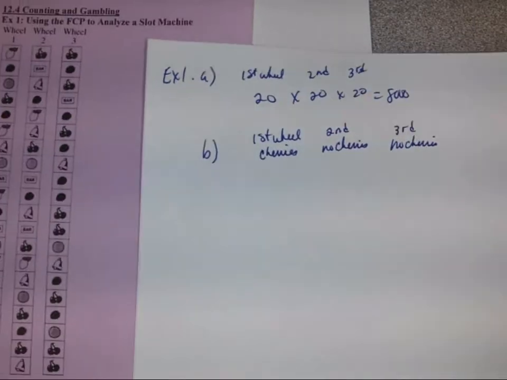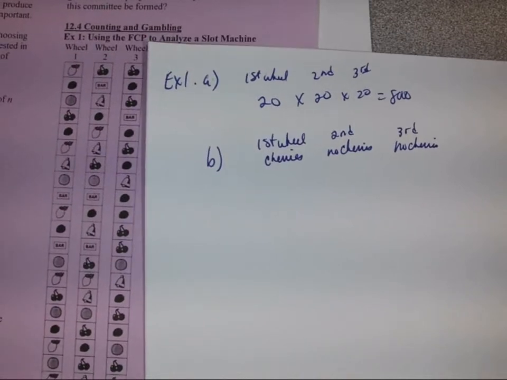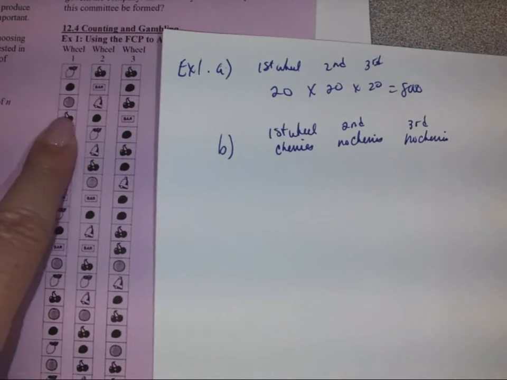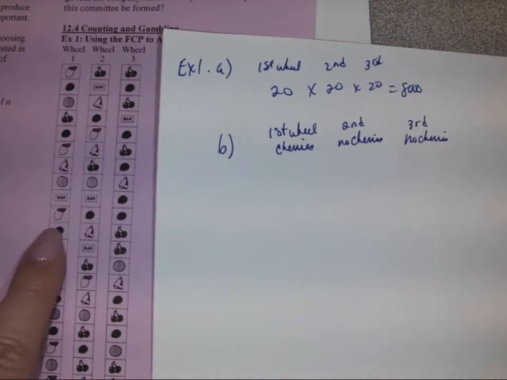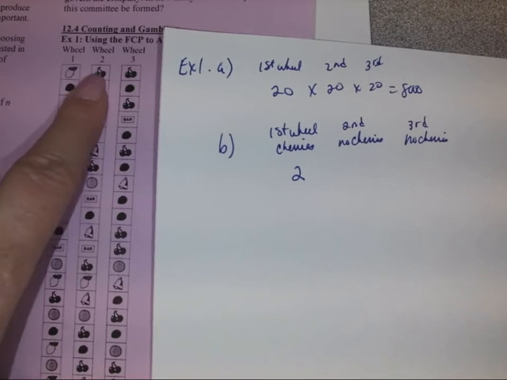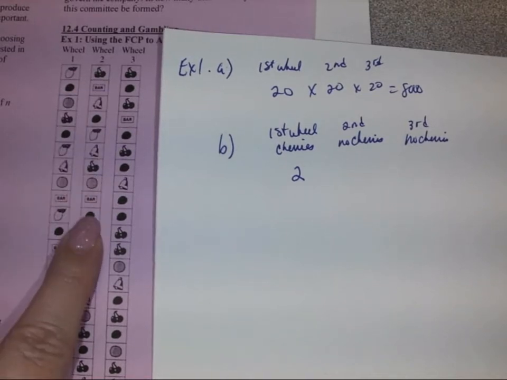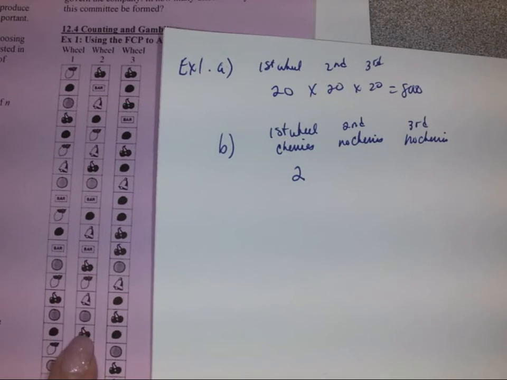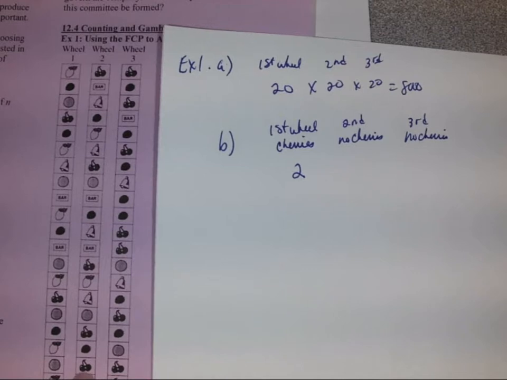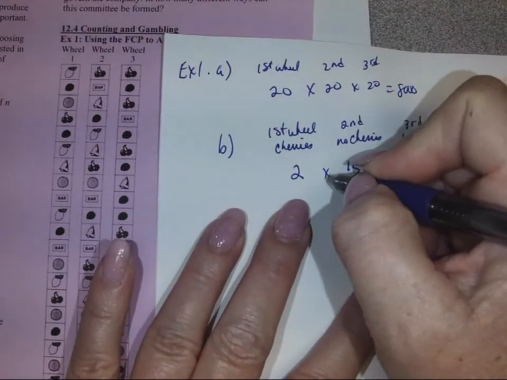So now we've got to go back to our wheels, and we've got to count how many cherries there are on the first wheel, because we're looking at how many we can possibly get. As we scroll down, we can see 1 cherry, and we can see 2 cherries, and we only have 2 possible cherries. On the second wheel, we want to find how many of them don't have cherries. It might be easier to count the cherries and then subtract from 20. So we've got 1, 2, 3, 4, 5 cherries, but it can't be cherries. So 20 minus 5 would get us 15 with no cherries.